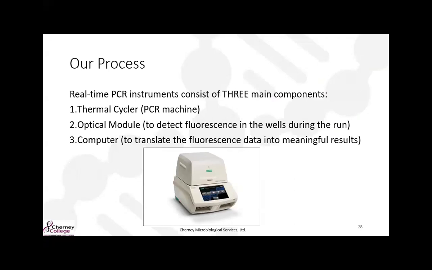So our process using a real-time PCR instrument consists of 3 main components. You need the thermocycler, the PCR machine itself that's going to heat and cool, and the optical module, which is going to detect the fluorescence, those probes that are going to light up when they attach to the target DNA. And then you'll need the computer to translate the fluorescence into meaningful results.